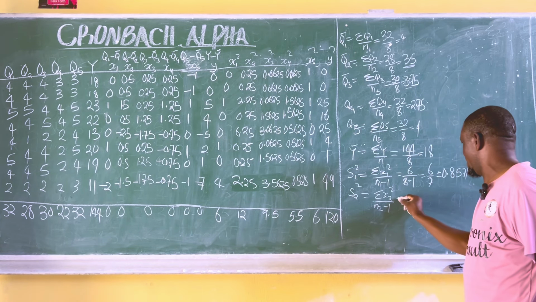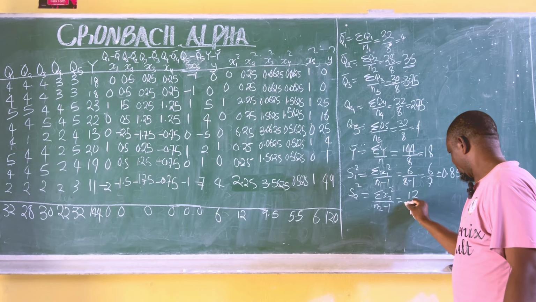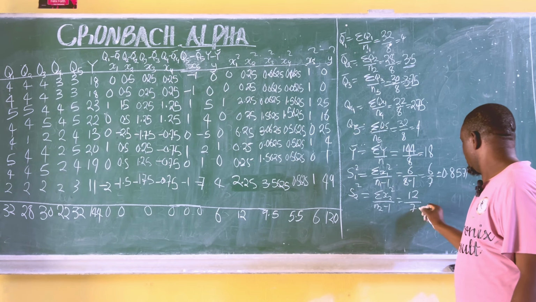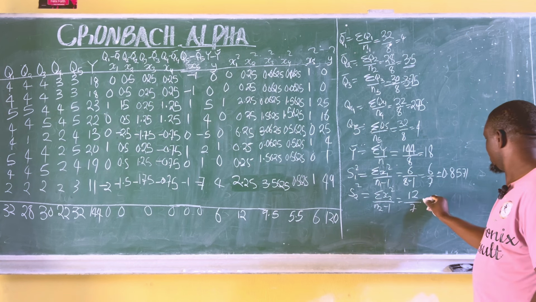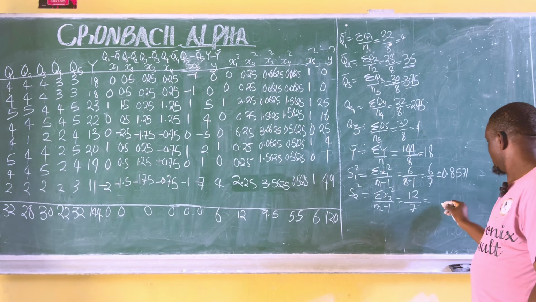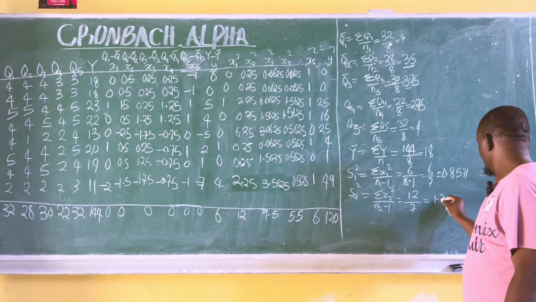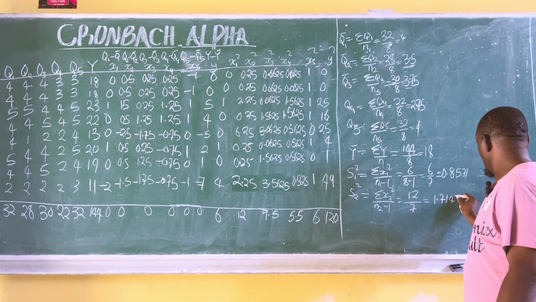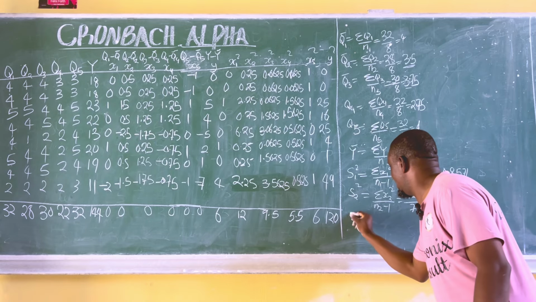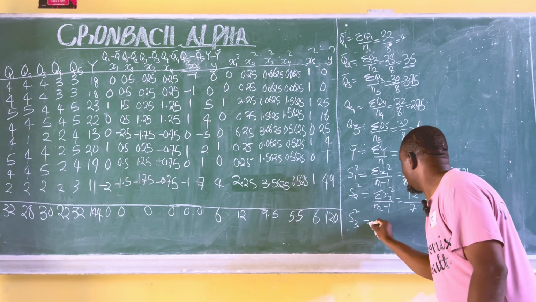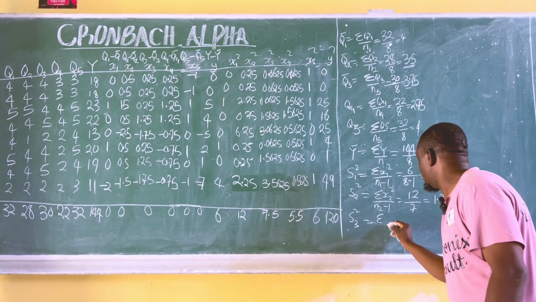Okay? So the variance of the second item will be summation of x2 square. Summation of x2 square is equal to 12 all over N2, which is 8. 8 minus 1 is 7. So 12 over 7 is equal to 1.7143.